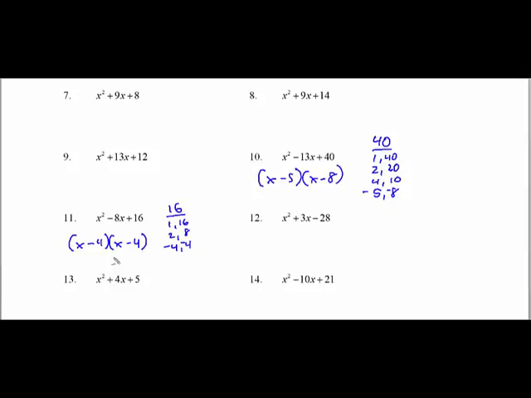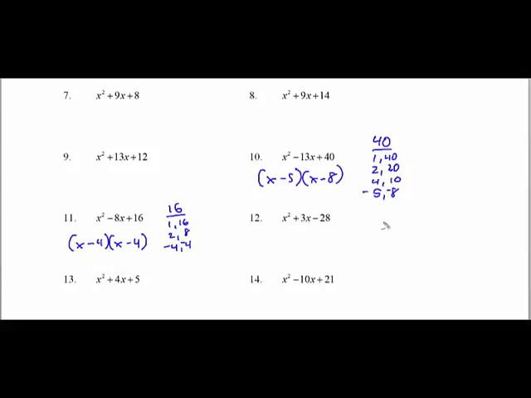Now, I do understand that you could rewrite this as x minus 4 quantity squared, but in the next chapter, our rationals chapter, we're going to want to keep these separate so we can do some simplification, or canceling as some would say. Let's look at number 12.